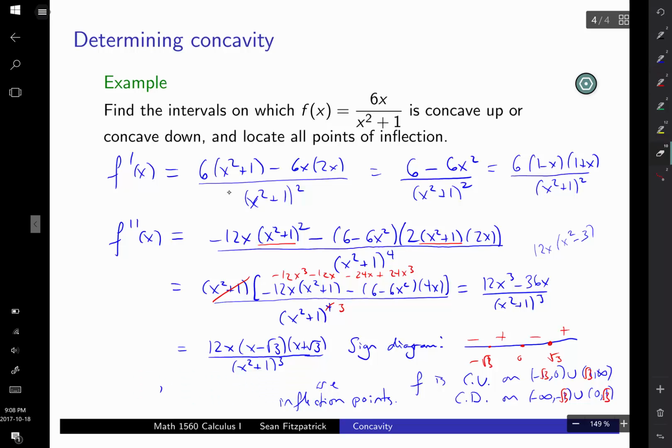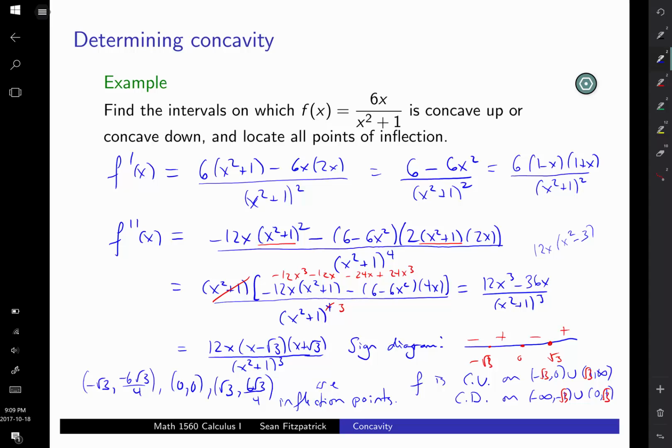So what are my inflection points? My inflection points are going to be, well, when x is minus root 3, then I'm going to have minus 6 root 3 over 4, 0, 0, and then root 3 and 6 root 3 over 4. Those are my inflection points. Okay, well, we caught that before we ended the video, so all is not lost.